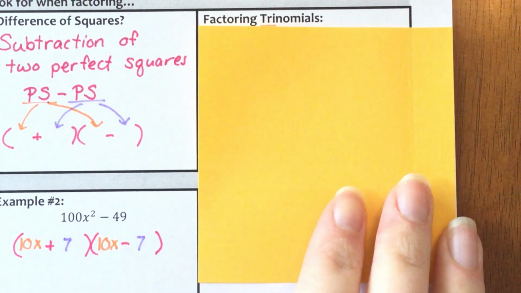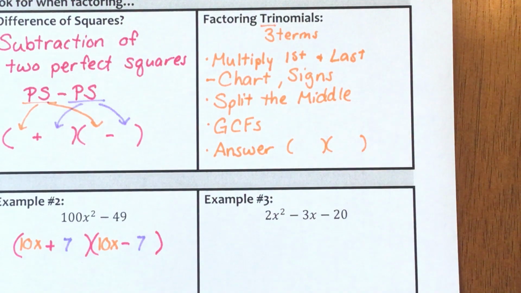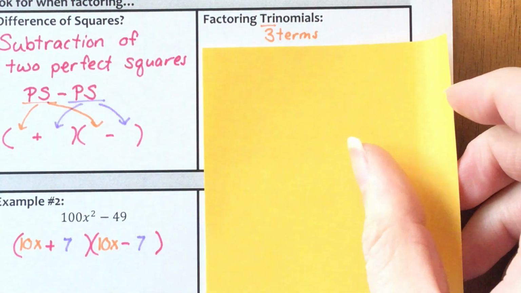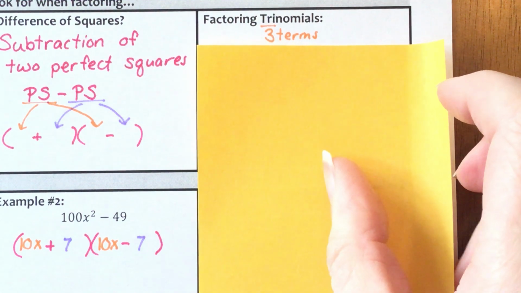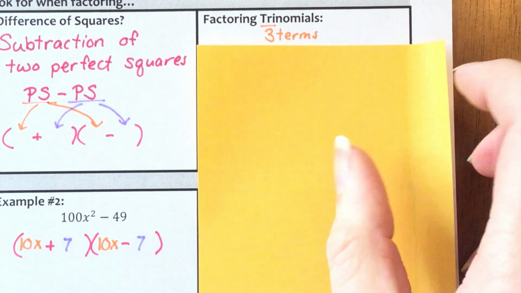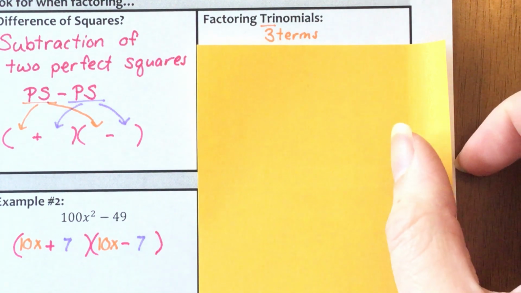Third review is factoring trinomials. So first off, what is a trinomial? A trinomial has 3 separate terms. We always look and see if there's a greatest common factor first, because that could make our problem a lot easier. Sometimes it works, sometimes it doesn't.